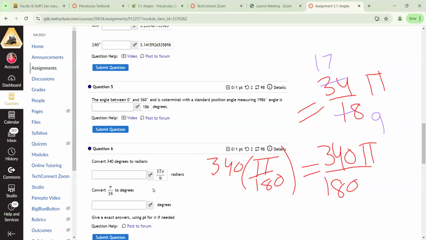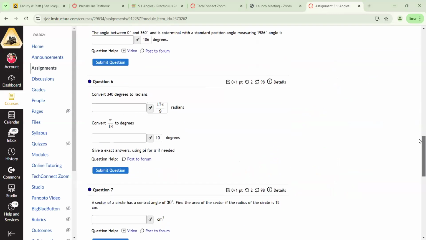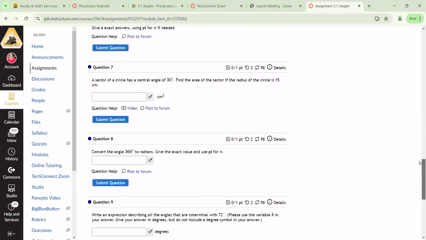Then convert pi over 18 to degrees, meaning simply I would fill pi as 180 over 18, which is 10. So this will be 10 degrees. Taking us forward to question 7. A sector of a circle has a central angle of 30 degrees. Find the area of the sector if the radius of the circle is 15.